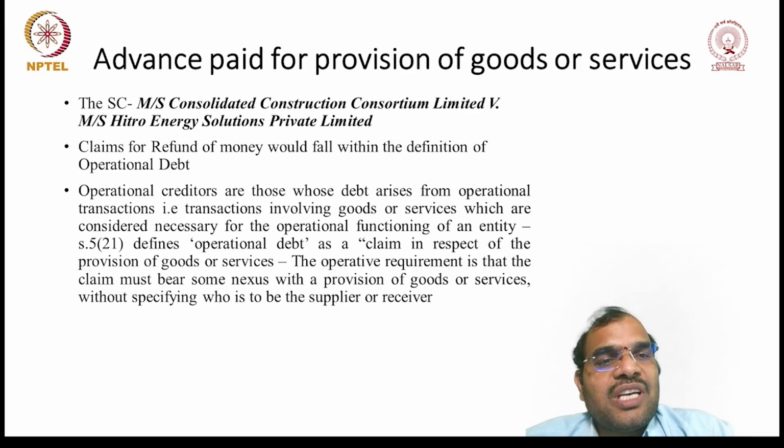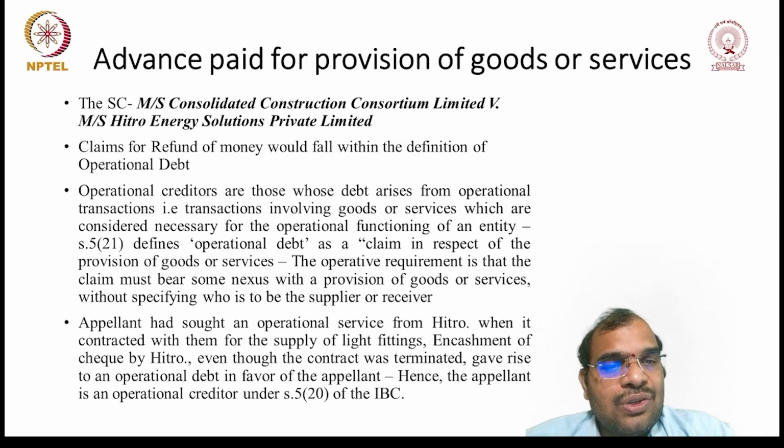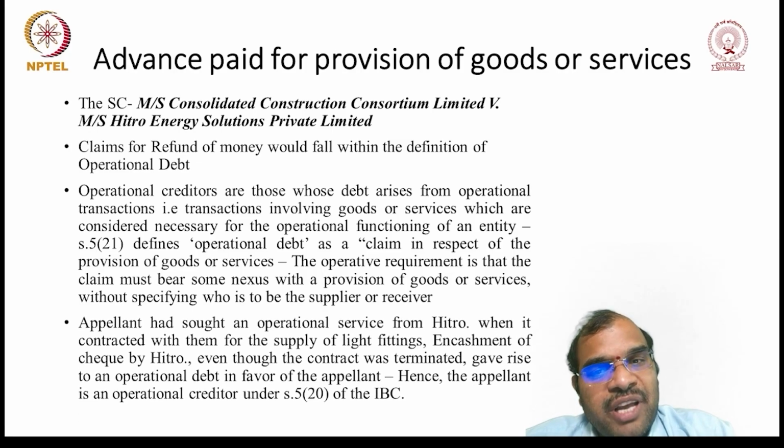Okay, so section 5 subsection 25 defines operational debt as a claim in respect of the provision of goods or services. So the operative requirement is that the claim must bear some nexus with the provision of goods or services. Whenever you are giving some advance for the provision of goods or services, from the definition you can understand that whenever there is some nexus with the provision of services or goods, then that is called operational debt. So when you are paying an advance for the provision of goods or services, that is considered to be operational debt.